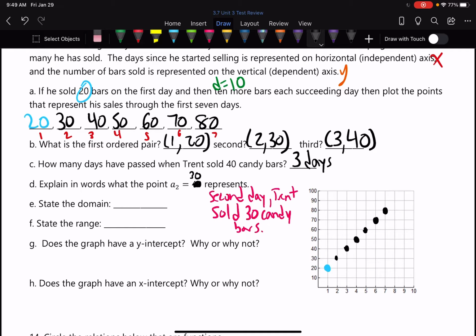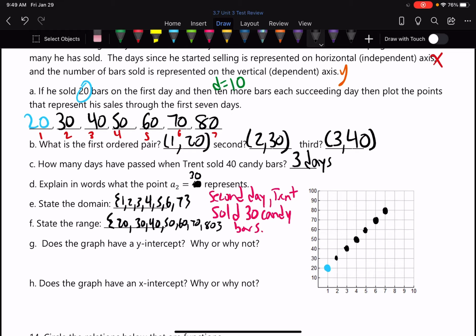So now it asks us to state the domain. Well, this is a discrete function, so the domain is just going to be a list of values. So in this case, it's 1, 2, 3, 4, 5, 6, and 7. And our range is going to start at 20, and it's going to be all of our sequence values, so 20, 30, 40, 50, 60, 70, and 80.